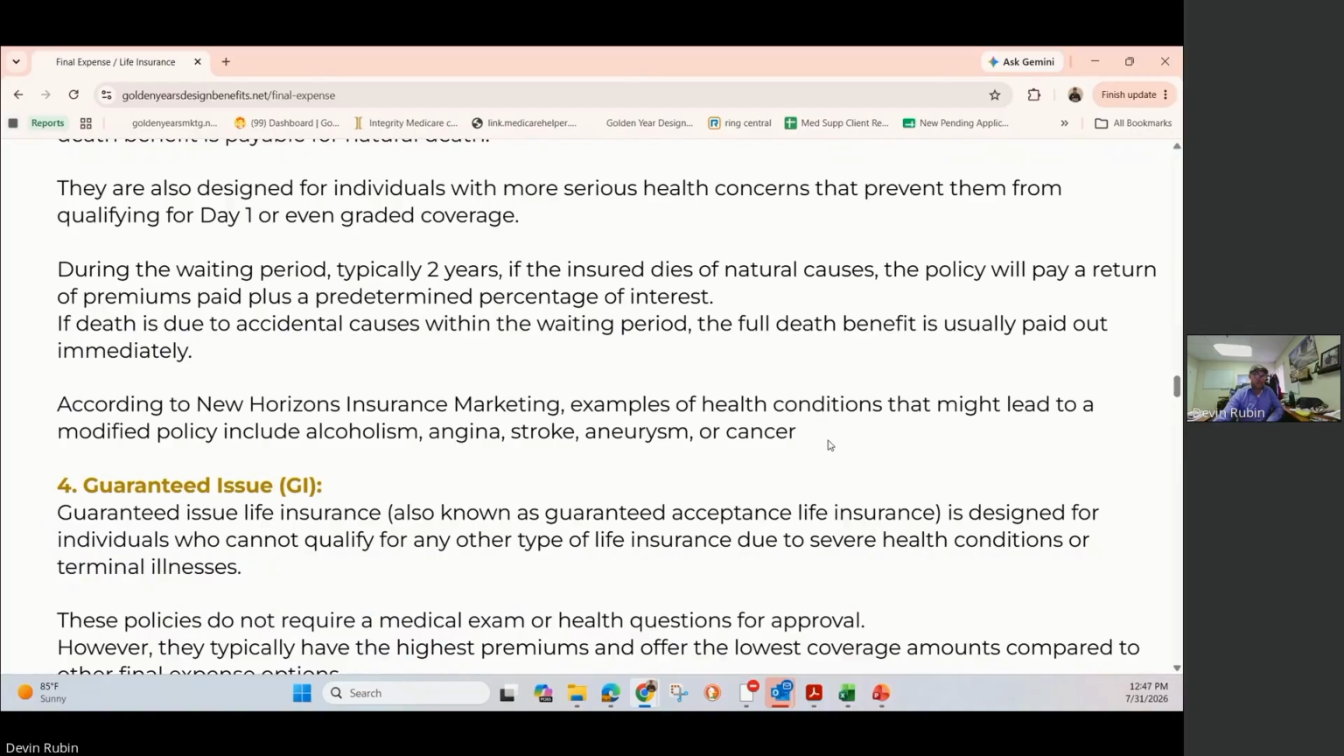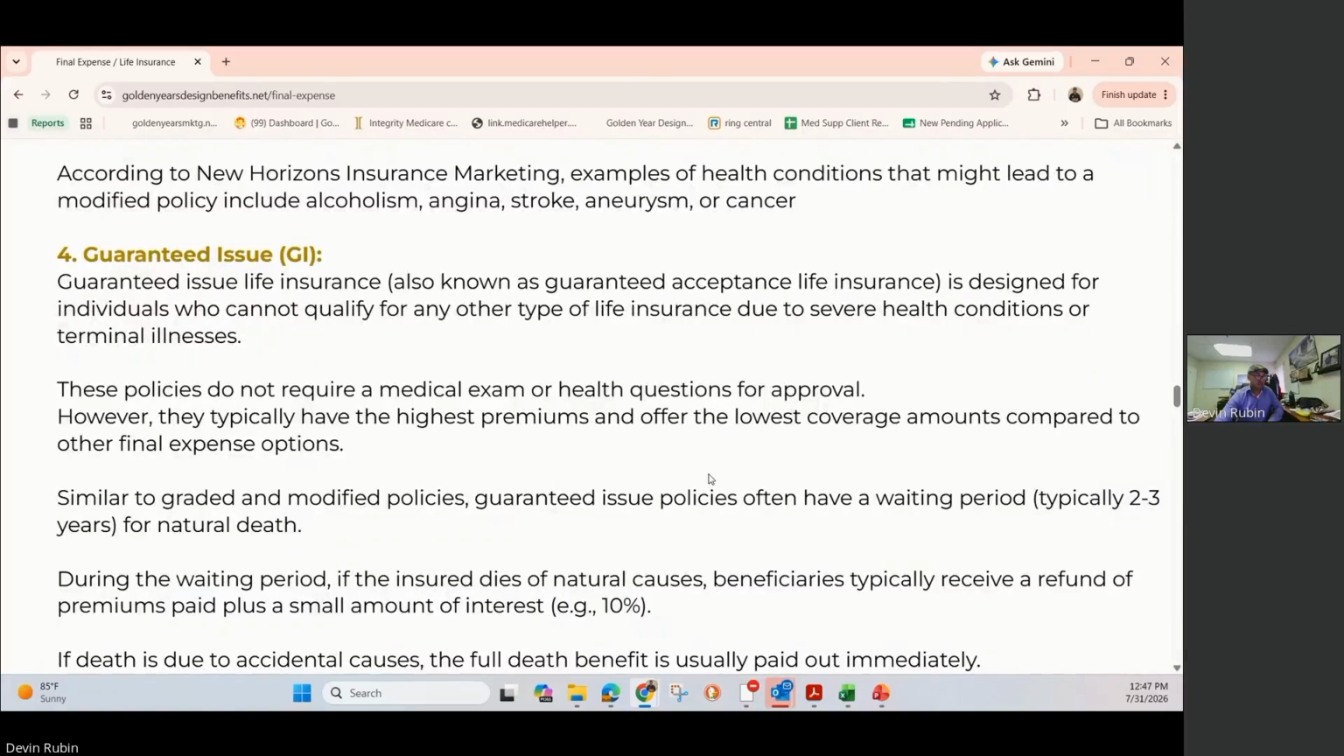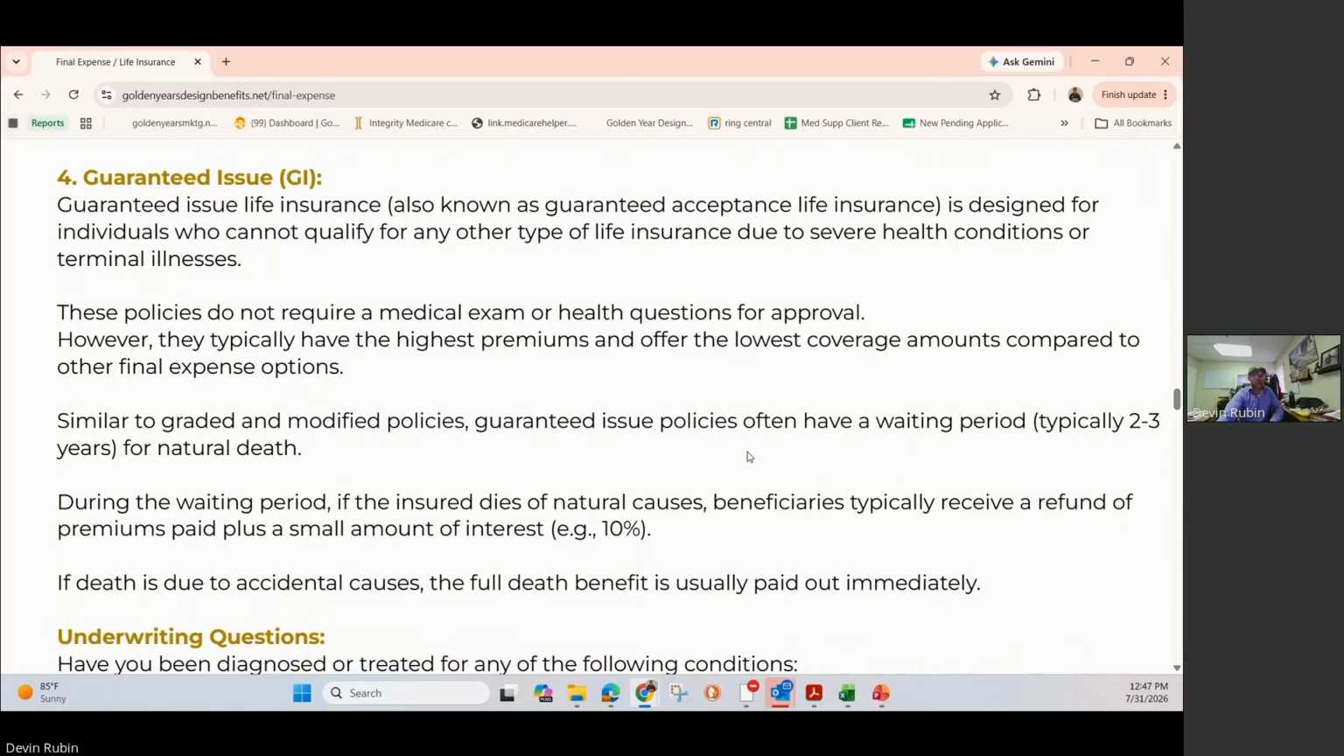So let's talk about guarantee issue. Guarantee issue life insurance, also known as guaranteed acceptance life insurance, is designed for individuals who cannot qualify for any other type of life insurance due to severe health conditions or a terminal illness.